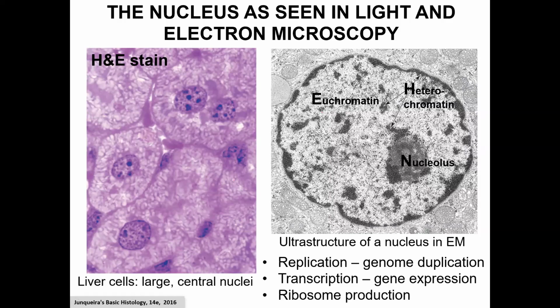transcribed into RNA or replicated as happens during the S phase of the cell cycle, and the bright parts are unwound chromatin that is undergoing transcription into RNA, or it may be replicated to duplicate the genome before mitosis. There is also this large dark structure that is the nucleolus, and the nucleolus is the site of putting together the subunits of the ribosomes.